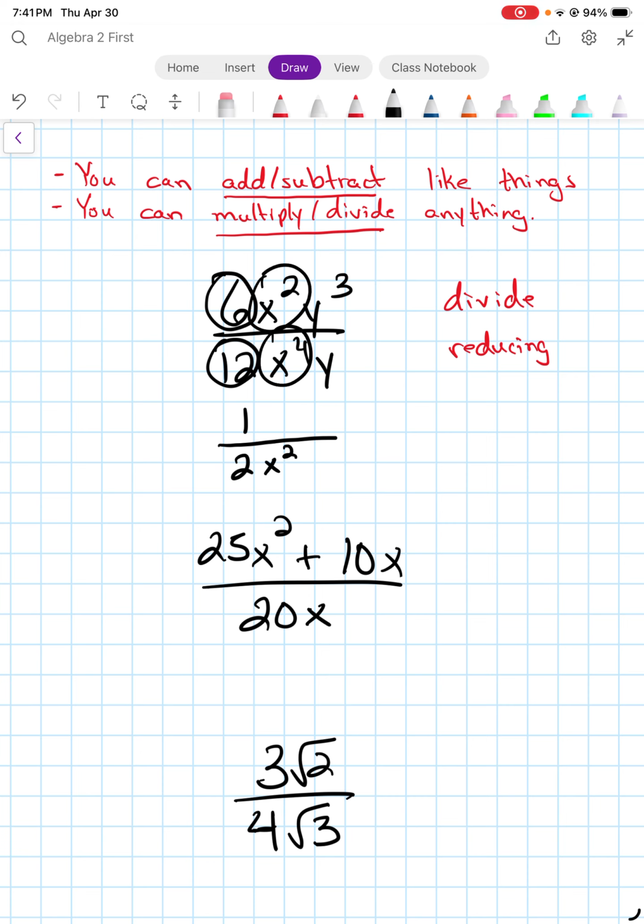You have 3 y's on top and 1 y on bottom. Subtract, you have 2 y's left on top. So the 1y squared, you really don't have to put the 1, so you could leave your answer as y squared over 2x squared. So again, you're simply combining the things that are alike.